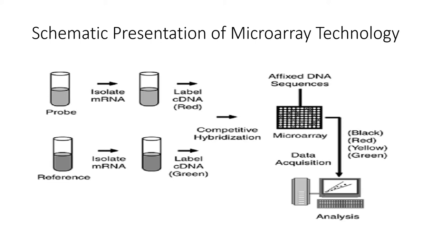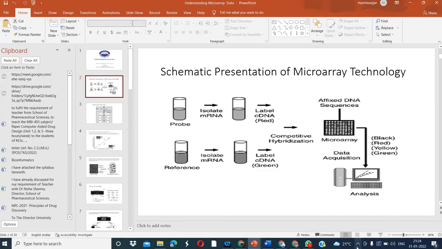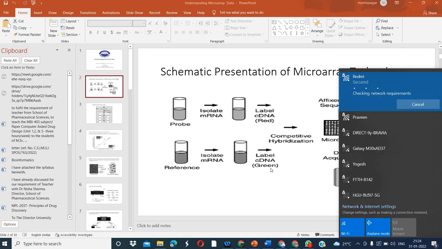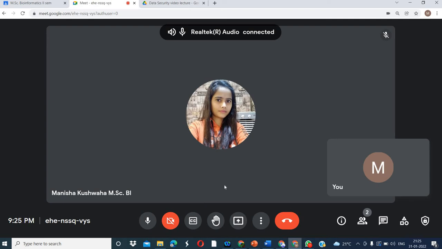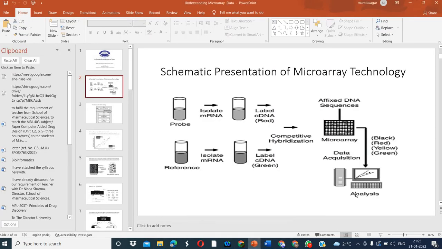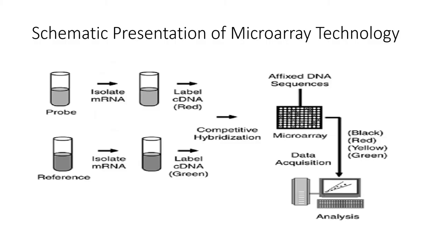Are you able to see this? Students, are you able to see this? Okay. This is the schematic representation. I think there is a disconnection. Okay, join again. There was some disconnection. Okay, again we are here.